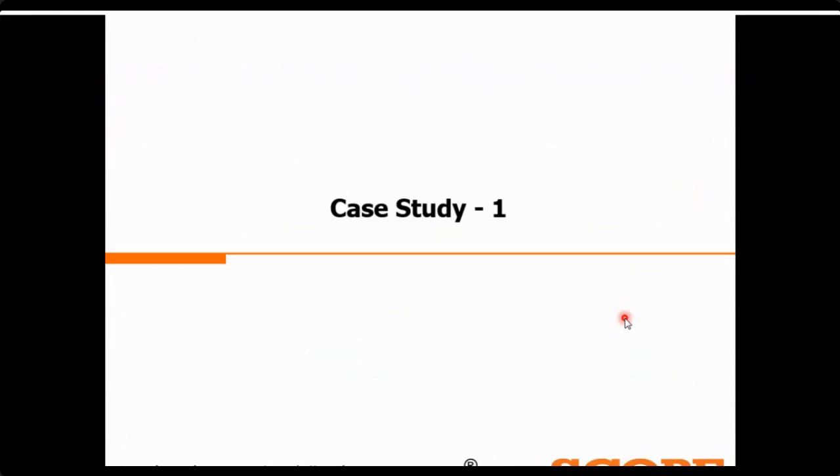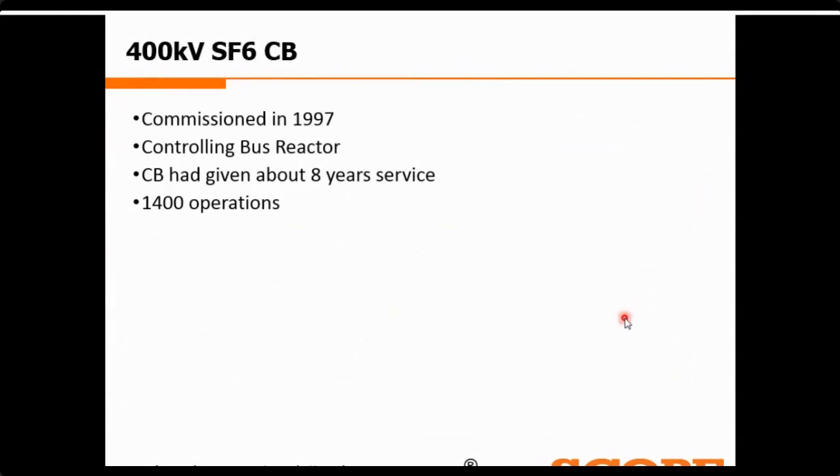Now, we are going directly to the case studies. I'll explain two case studies here. The first case study is a 400 kV SF6 circuit breaker. It was commissioned in 1997 and was generally controlling the bus reactor. The circuit breaker had given about 8 years of service. In 2005, we did the DCRM. In between, almost 1400 operations had been done.